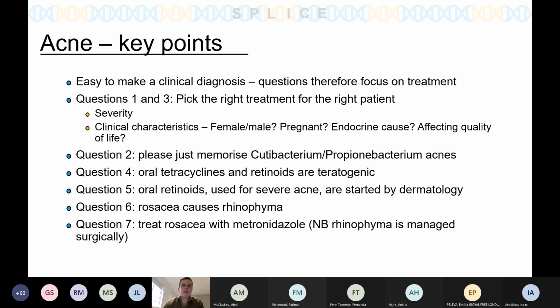Oral tetracyclines and retinoids are never to be given in pregnancy. The latter, oral retinoids, are started in tertiary care, or secondary care rather, not by the GP. Rosacea causes Rhinophyma, which is the big swollen nose that we saw. And then the first line treatment for rosacea is metronidazole. But note that metronidazole will not make that nose go down, I don't think. There's a really cool video of Dr. Pimple Popper surgically managing one.